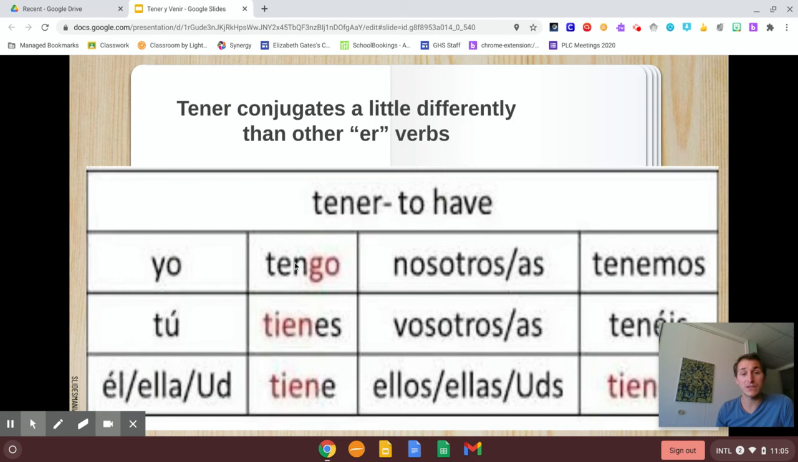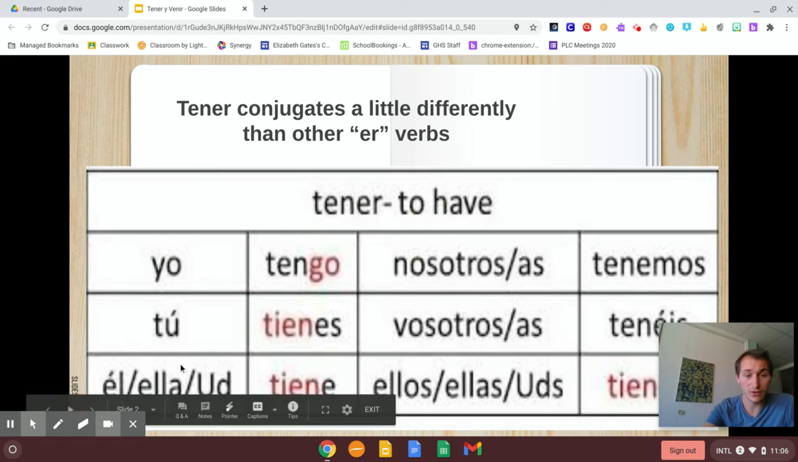Repite, yo tengo. Tú tienes. Repite, tú tienes. Él tiene. Ella tiene. Usted tiene. All of those go together. Also, if you were to say a person's name, like Juan or Silvia or Elizabeth, it would all go with tiene.